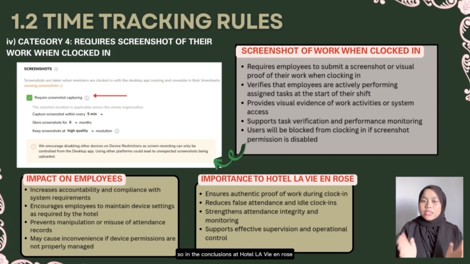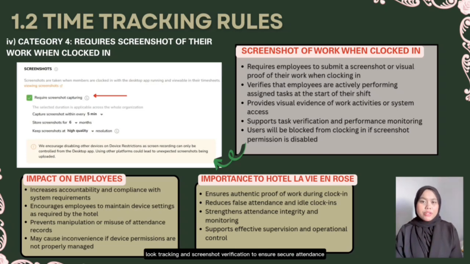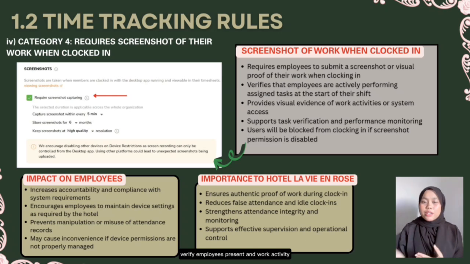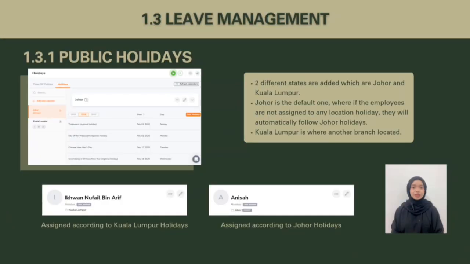So, in conclusion, at Hotel Lavian Roles, our time tracking will use face recognition, location per time entry, live location route tracking, and screenshot verification to ensure accurate attendance, verify employees' presence and work activity, and also maintain accountability. These measures help prevent false clock-ins, support proper supervision, and promote operational efficiency while maintaining service quality and staff compliance. And I will explain about leave management.